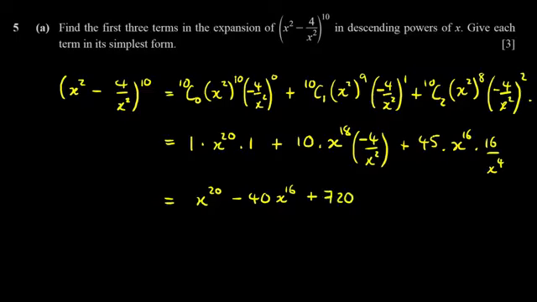And I've got x to the power of 16 divided by x to the power of 4, which is x to the power of 12 because I subtract the powers. And I've got other terms as well, but I'm not interested in those. Okay, so that should be the answer for part A. So now let's go down, let's have a look at part B.